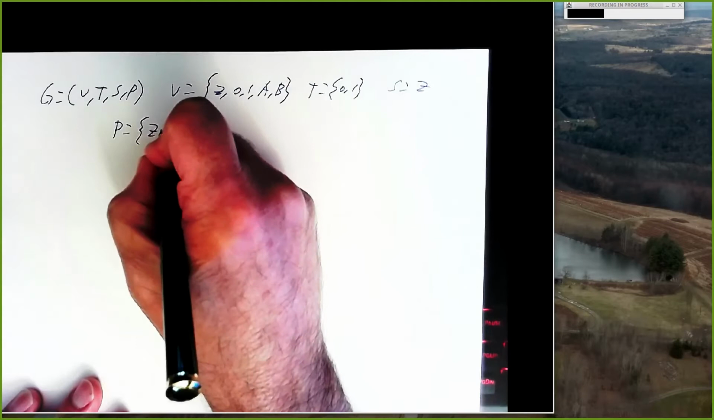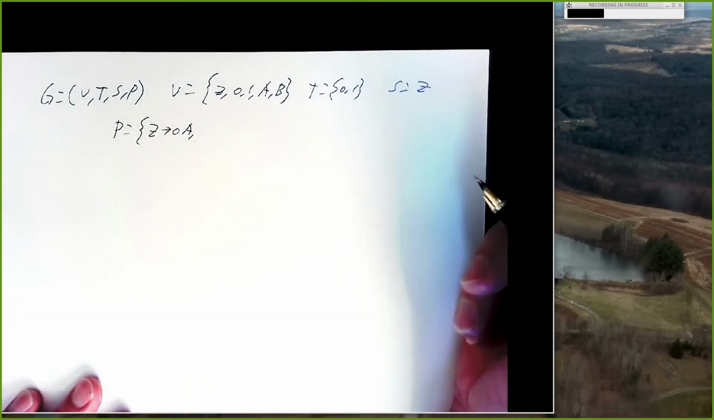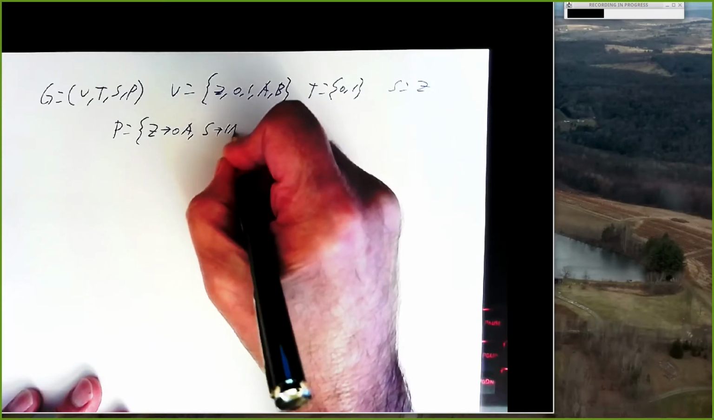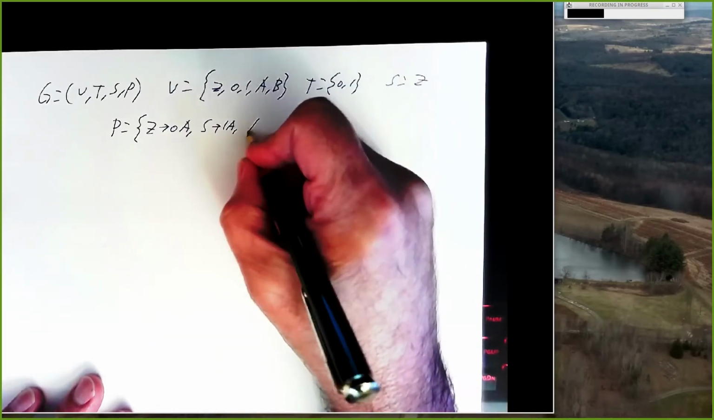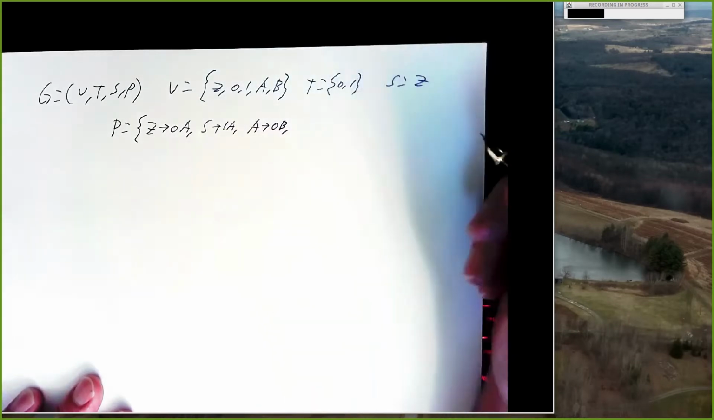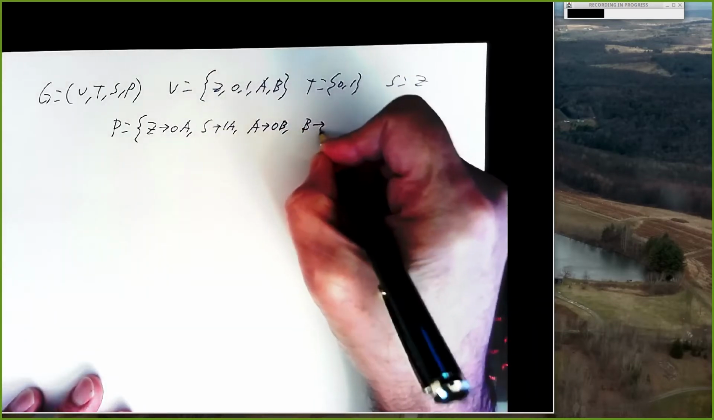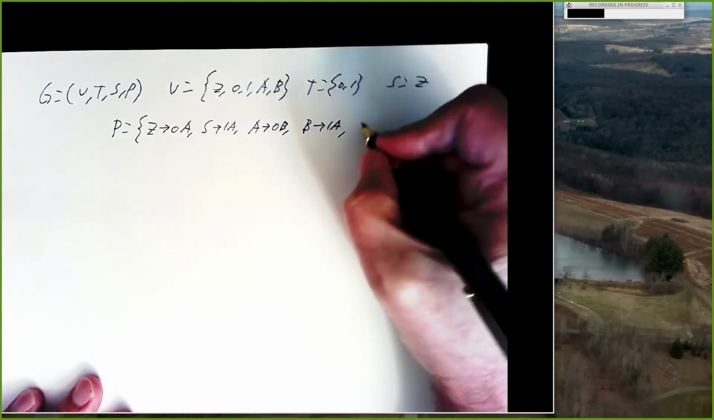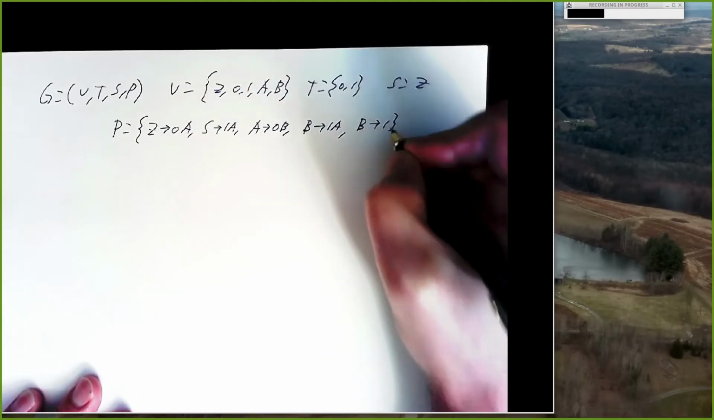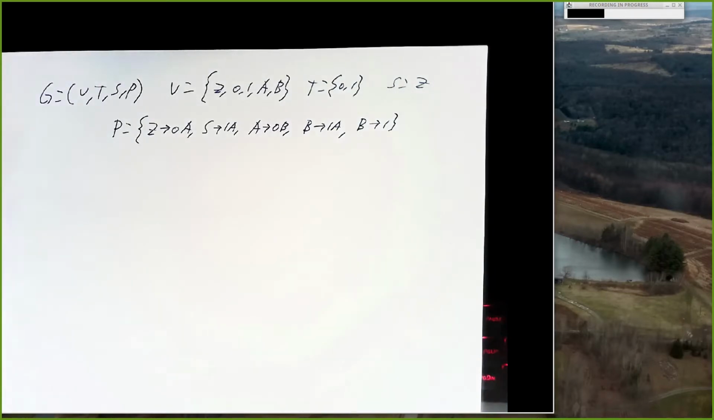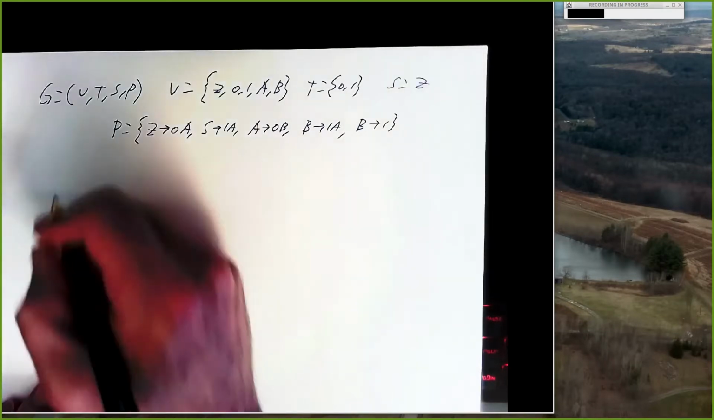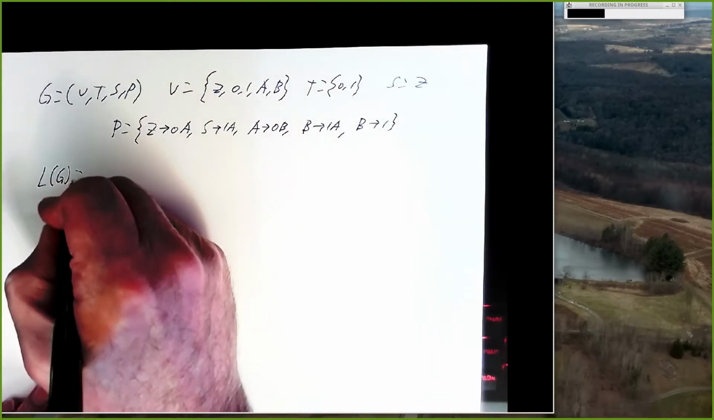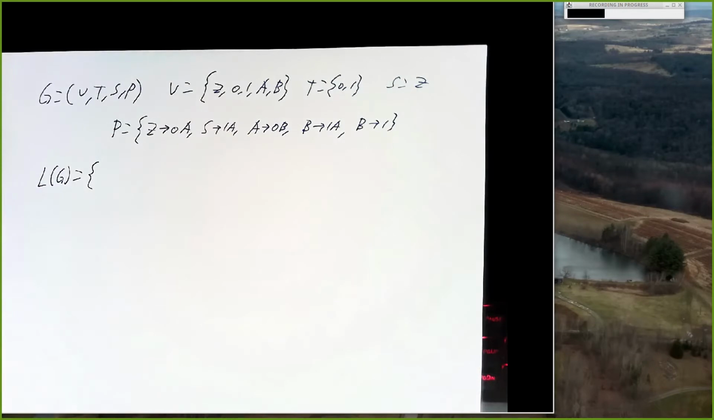And our production rules will be the following. We can go from a start symbol to 0A. We can go from a start symbol to 1A. We can go from an A to 0B. We can go from B to 1A. And we can go from a B to a 1. So can we find any strings of terminal symbols in here?